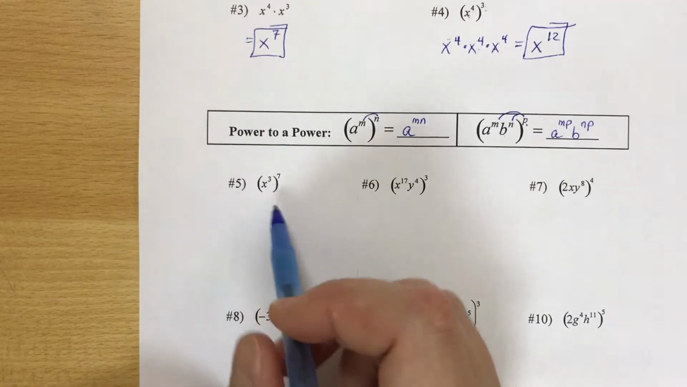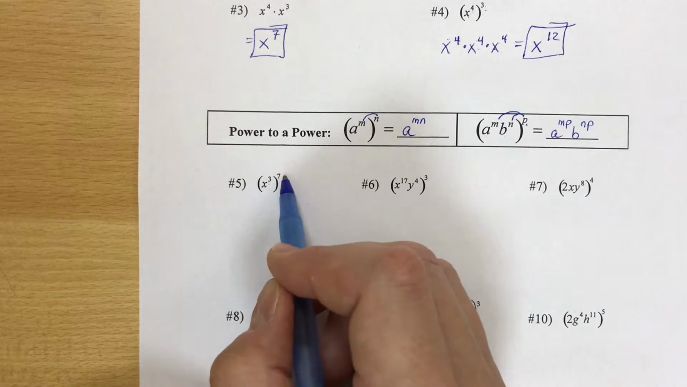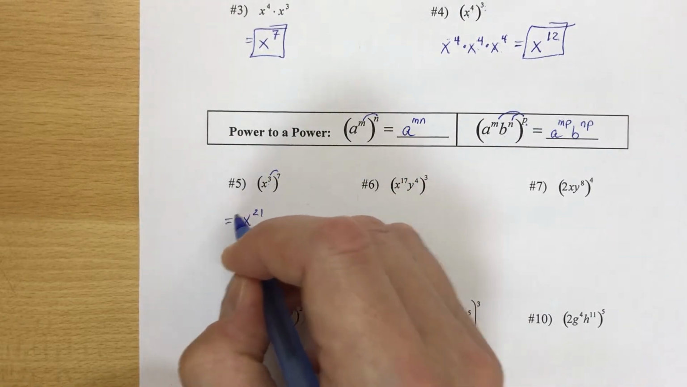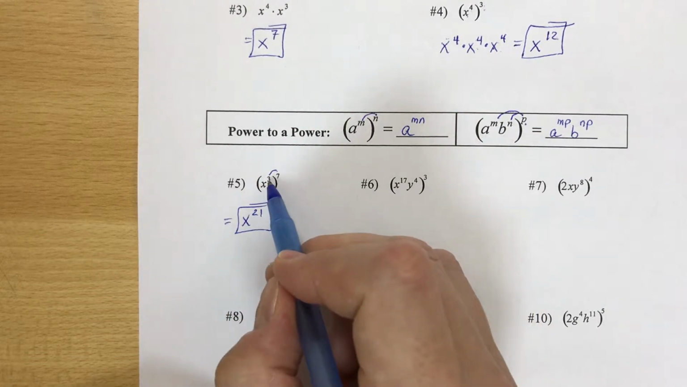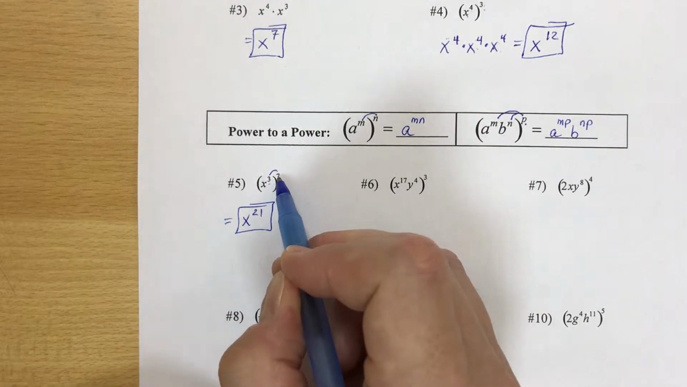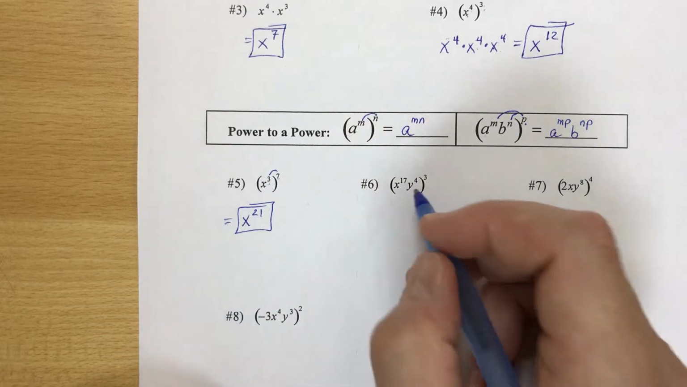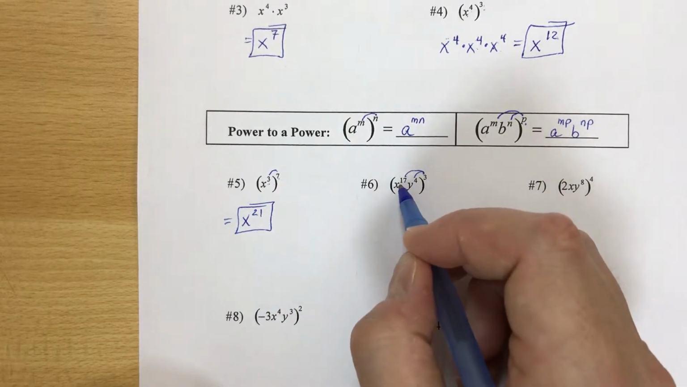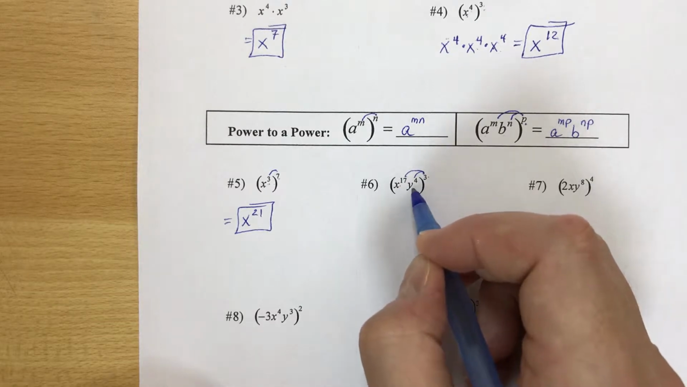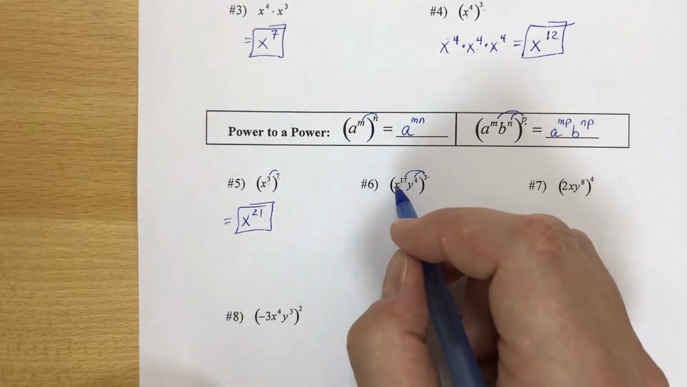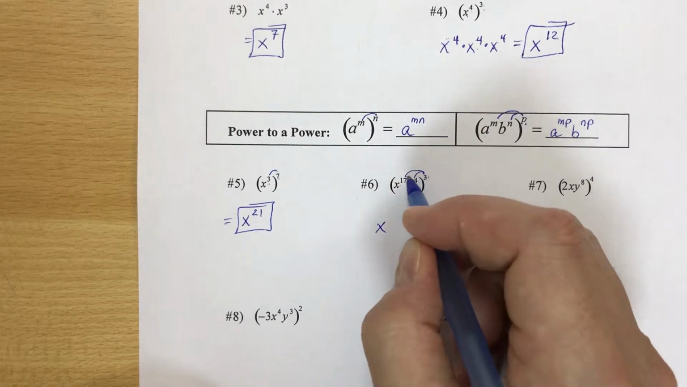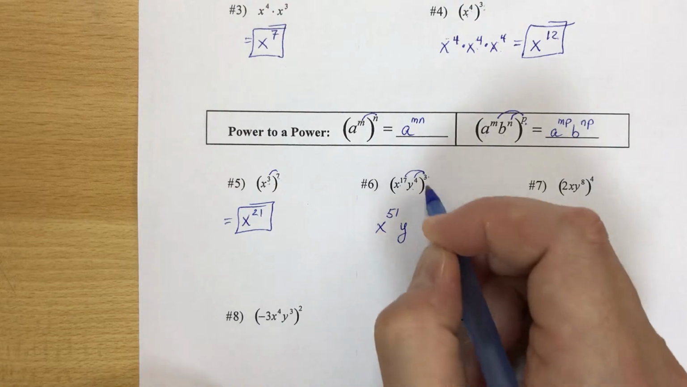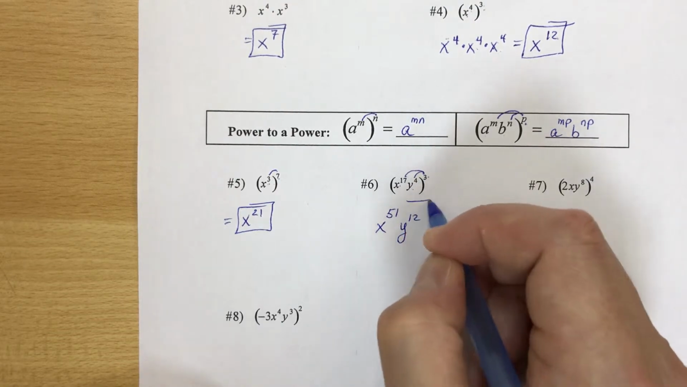All right, so number 5, x cubed raised to the 7th. Well, that's x to the 21st. That's it. When you have an exponent raised to another exponent, we multiply them together. Okay, number 6, x to the 17th is raised to the 3rd. Y to the 4th is raised to the 3rd. So for both of these, we multiply the exponents. 17 times 3 is 51. Y to the 3 times 4 is 12.